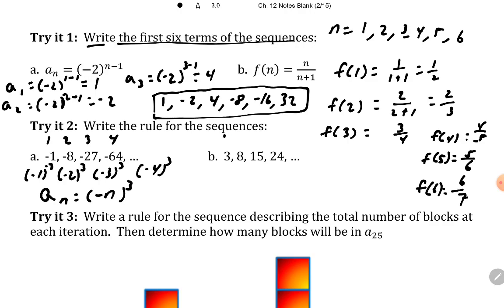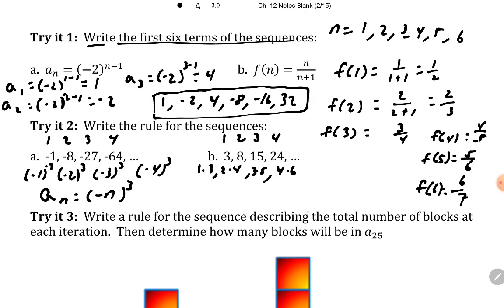Part B, so if I plug in 1, I get 3. Plug in 2, I get 8. Plug in 3, I get 15. Plug in 4, I get 24. So what's going on here? Now it's okay if you don't notice these patterns right away because we're going to be practicing a lot of these. But what's going on is, well, let's see, how do we get from 1 to 3? Well, I multiplied by 3. How do we get from 2 to 8? 2 times 4. 3 to 15, 3 times 5. 4 times 6.